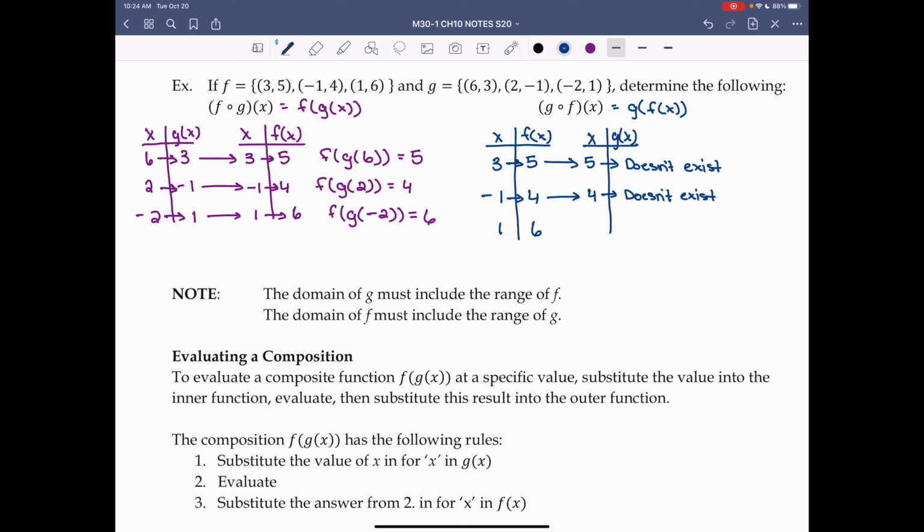Last one, if we plug 1 into f of x, we get a 6. If we plug 6 into g of x, what do we get out? We do have a point here. We have (6, 3), so our output from g of x would be 3, which tells us that g of f of, what was our original input? It was 1, and our final output was 3.